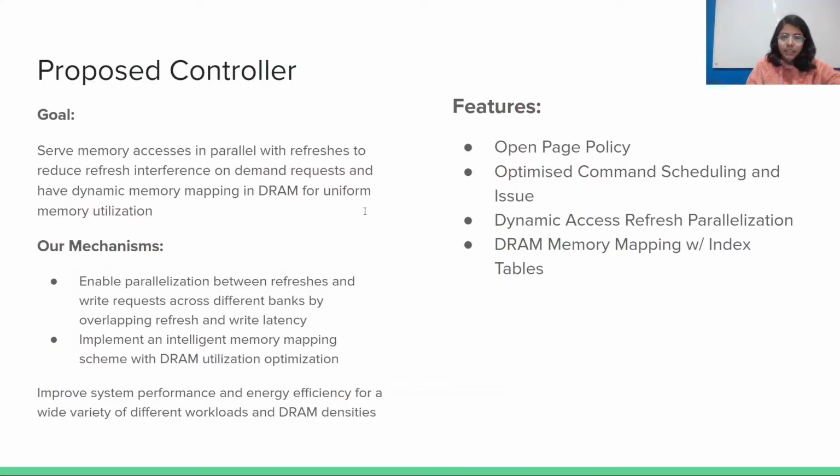Below are the mechanisms that we have implemented in our project. The former is to enable parallelization between refreshes and write requests across different banks by overlapping refresh and write latency, while the latter is to implement an intelligent memory mapping scheme with DRAM utilization optimization. This improves the system performance and energy efficiency for a wide variety of different workloads and DRAM densities.